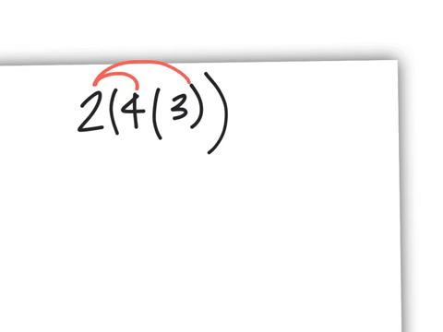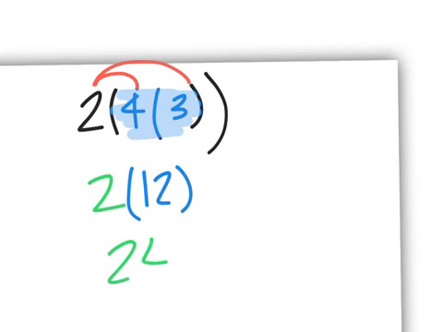So let's work this out mathematically. If I'm multiplying 2 times 4 times 3, what should I multiply first? 4 and 3. Okay, what is 4 times 3? 12. Then I multiply these two pieces together, and then I need to multiply that by 2. And I get an answer of 24.